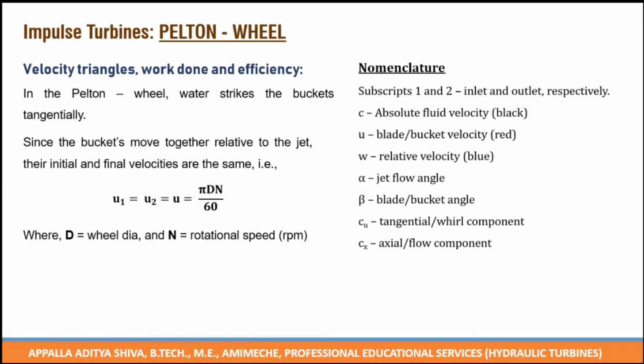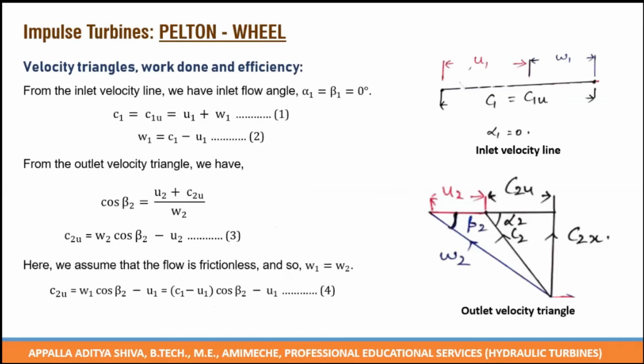Initially, I said that we will be using the Euler energy equation for work done. So we use this formula. Now, we have separated the inlet velocity triangle and the outlet velocity triangle from the initial diagram. So now we can see the initial blade speed is equal to the initial whirl velocity. C1u represents the inlet whirl velocity of the fluid.